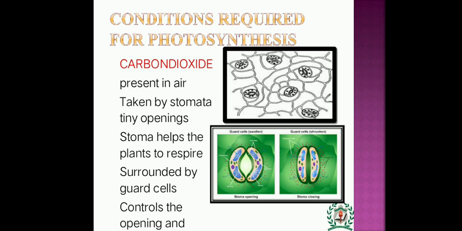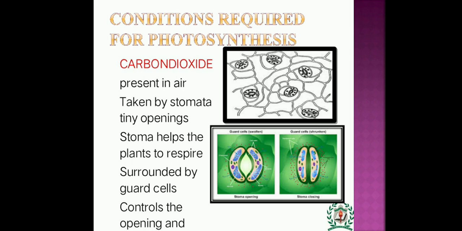As we already know, the conditions required for photosynthesis are sunlight, chlorophyll, carbon dioxide, water and minerals. Today we are going to discuss carbon dioxide. Carbon dioxide is present in the air. It is taken in by the plants through small openings called stomata. Stomata are tiny pores on the surface of the leaves where the exchange of gases takes place.